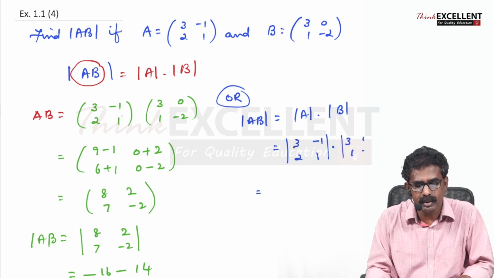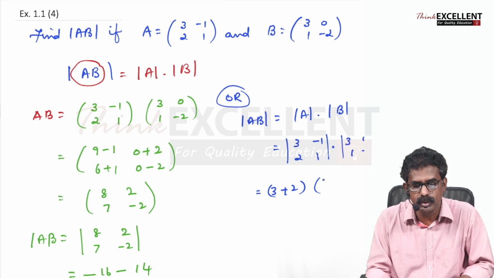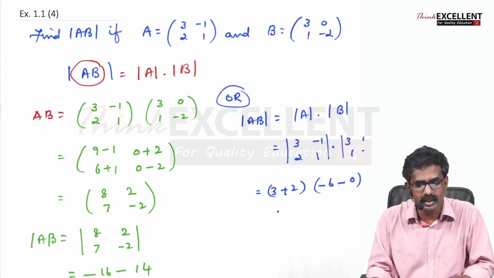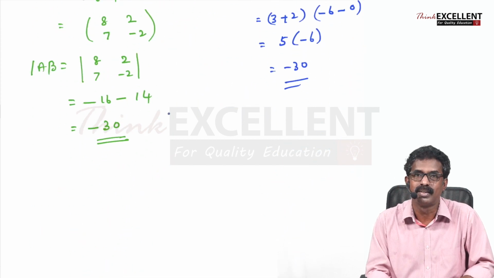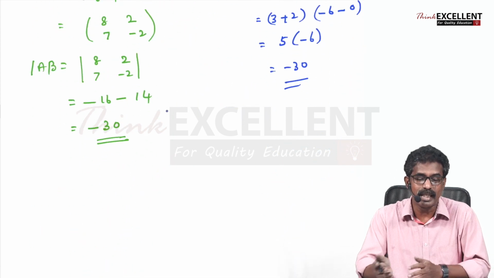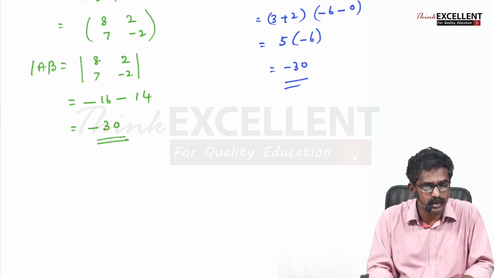Simplify the first determinant: 3 into 1, 3, minus 2, so plus 2. Into next one, 3 into minus 2, it is minus 6. Minus 1 into 0 is 0. Right? Usual multiplication. 3 plus 2, 5, into minus 6. So the answer is what? Minus 30. So it's very simple, right? So there are two ways you can use, any one of the methods. Now let's go for the next question.